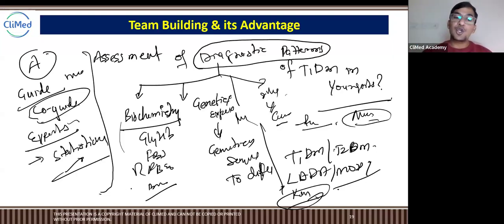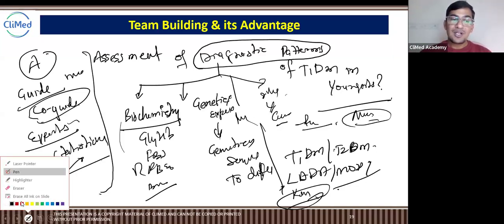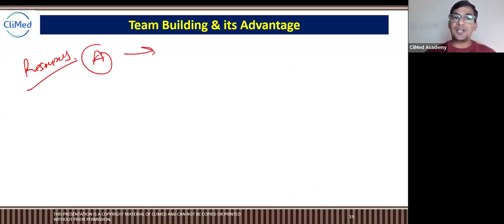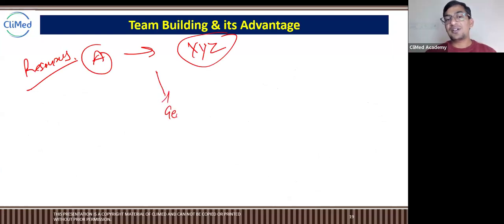This is about the human beings, the resource persons. What I'm talking about here is only the resource persons. But team building is not only limited to resource persons. Team building is also the resources. Like A is doing the research in XYZ hospital, but XYZ hospital does not have the genetic sequencing facility.